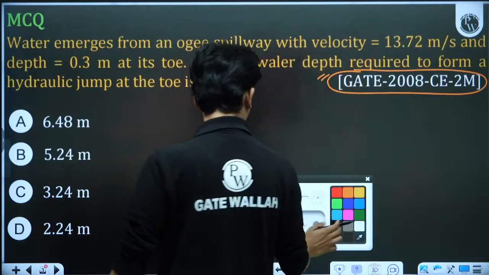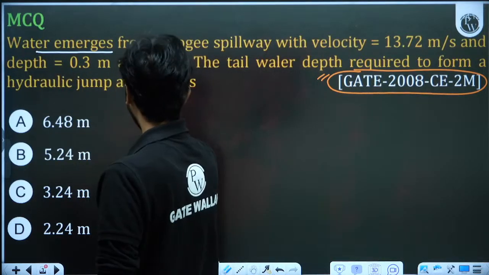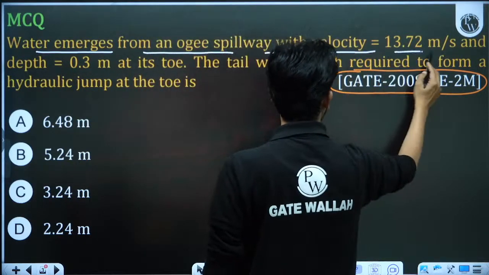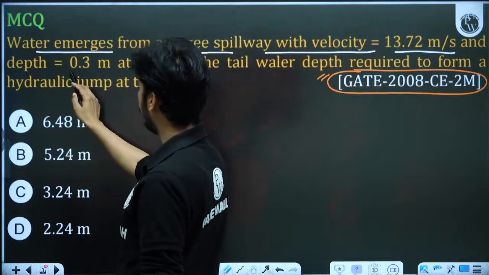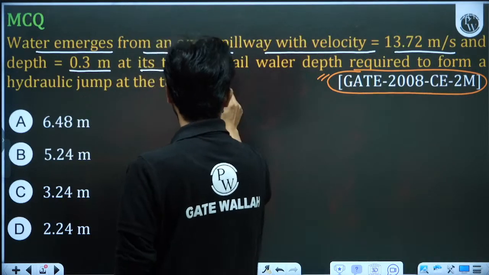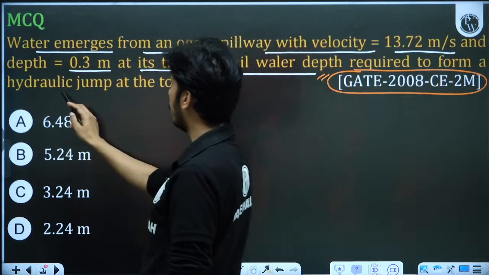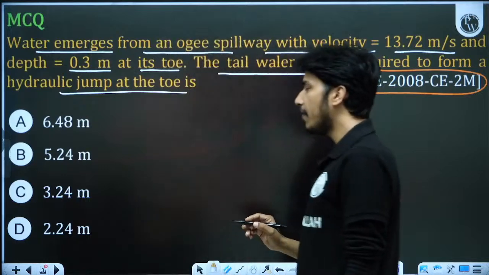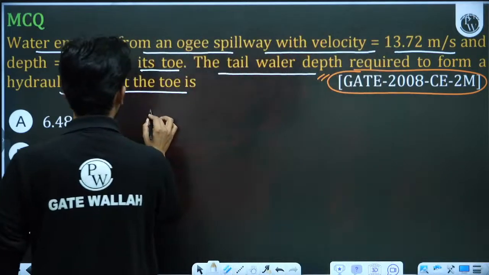The question is asking that water emerges from an Ogee spillway with velocity 13.72 meter per second and depth 0.3 meter at its toe. The tailwater depth required to form a hydraulic jump at the toe is. So they have given you the value of y1, that is 0.3 meter.